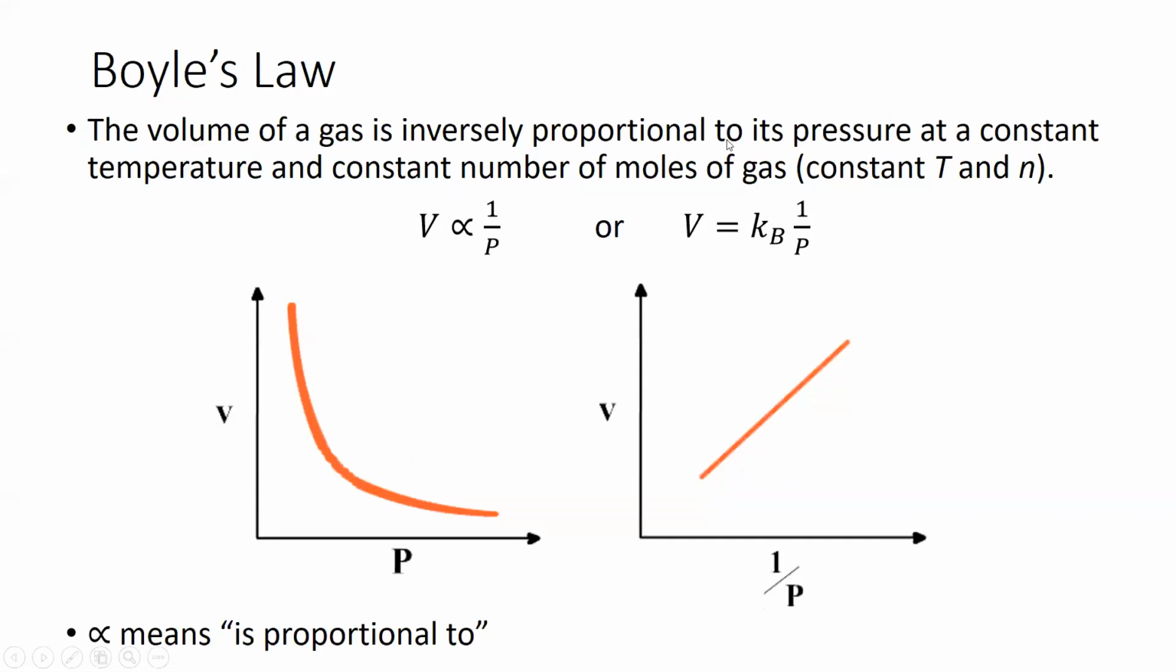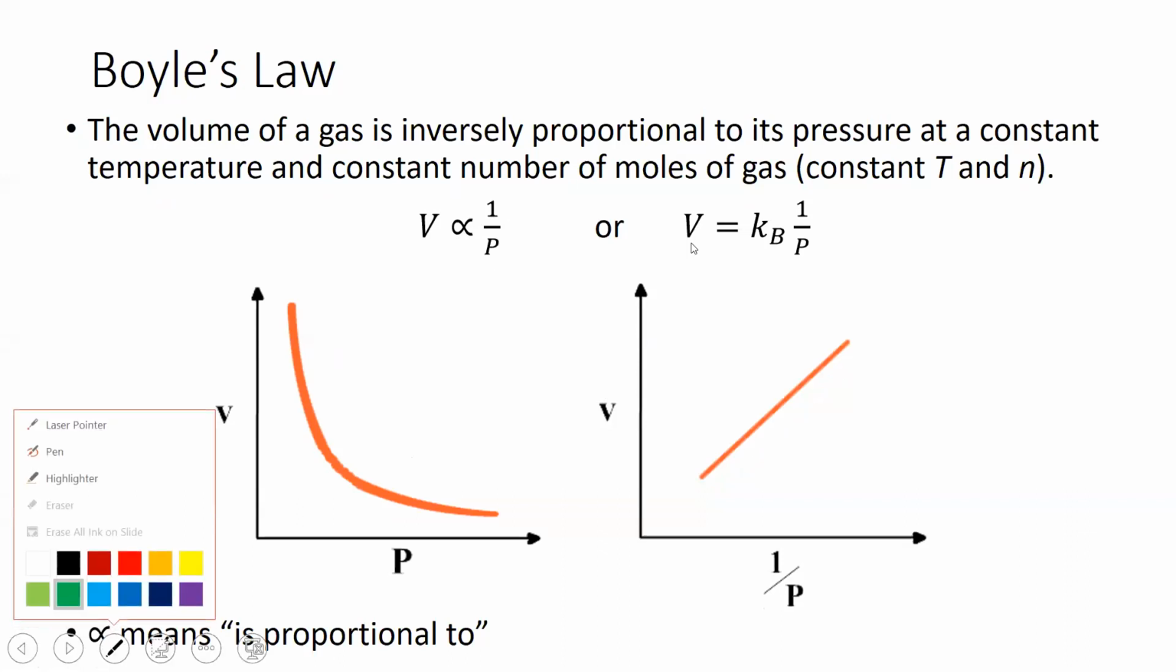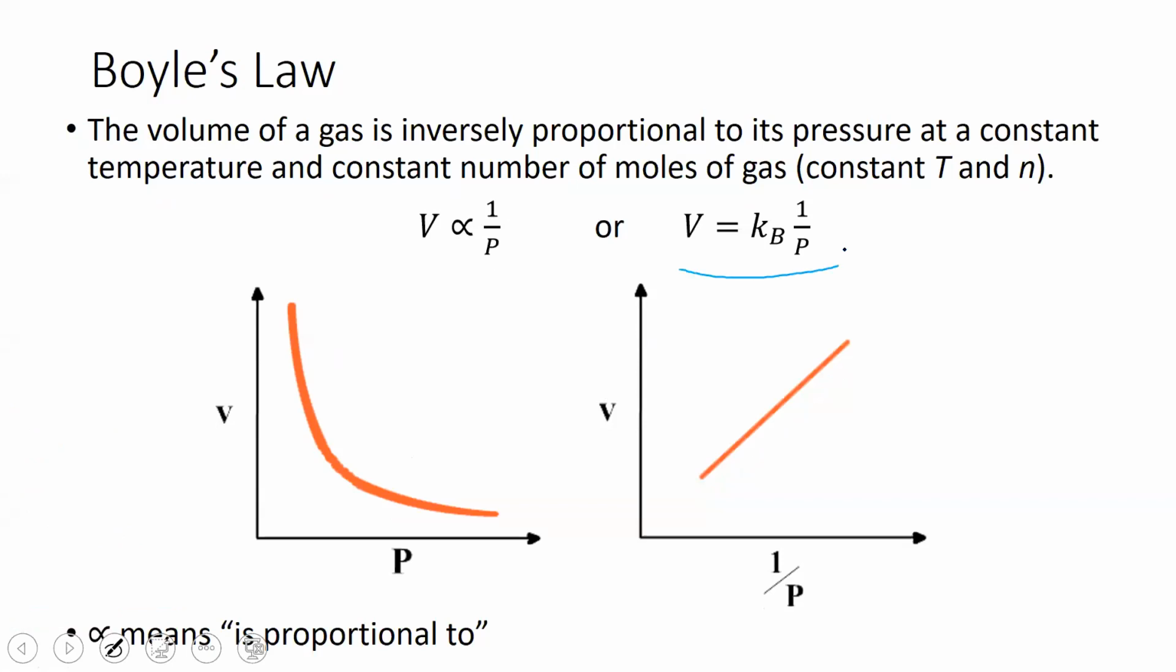So Boyle's law says the volume of the gas is inversely proportional. So this symbol there means "is proportional to." So volume is proportional to 1 over the pressure, or it's inversely proportional to the pressure. Another way you can look at that is you can say that the volume is equal to K, in this case KB. That's going to be our constant associated with Boyle's law. KB is just a proportionality constant. So V is equal to this proportionality constant times 1 over the pressure.